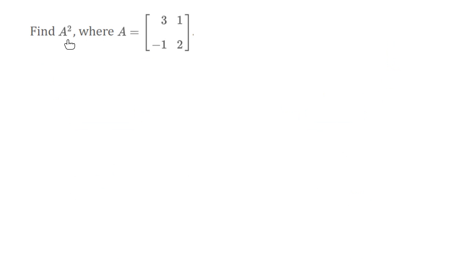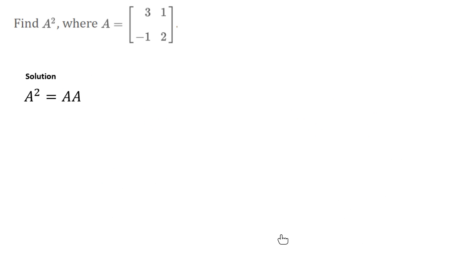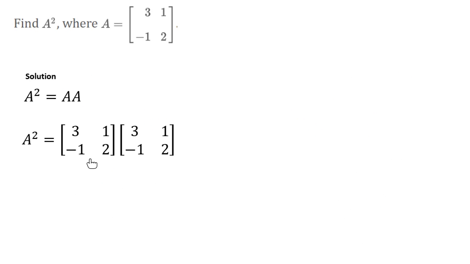Find A squared, where A is this matrix. A squared is just A times A. So here's A and here's A. We want to see if we can multiply it, so I check the numbers. The inside numbers, which are in red, are the same. And so my result would be the green numbers, which is 2 by 2.